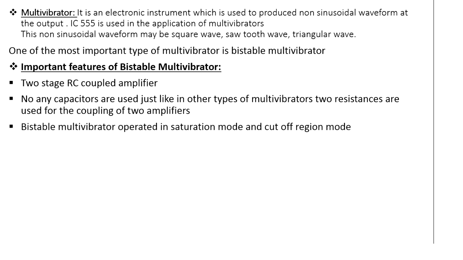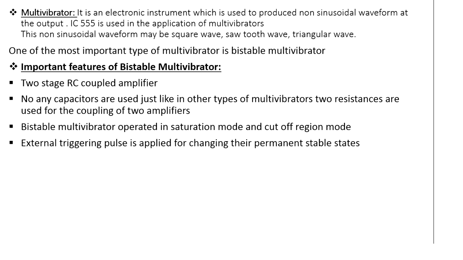The next important feature is that the bistable multivibrator operates in two modes, that is, the saturation mode and the cutoff region mode. These two modes are the modes of the transistor, because as I told you, the bistable multivibrator is composed of two transistors, Q1 and Q2. So Q1 and Q2 have their working operation lying between the saturation and the cutoff region mode.